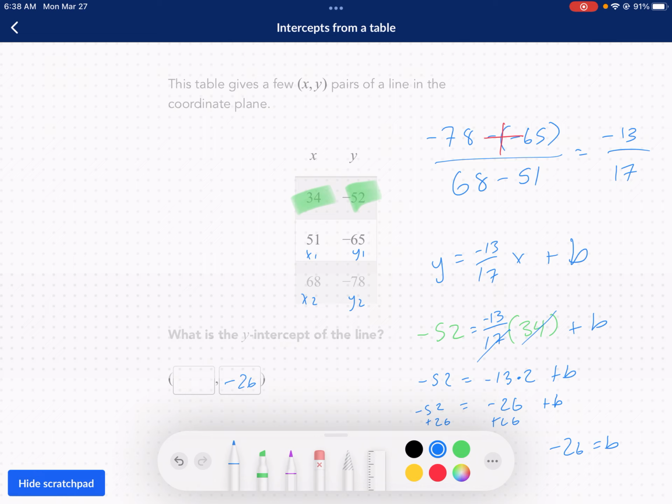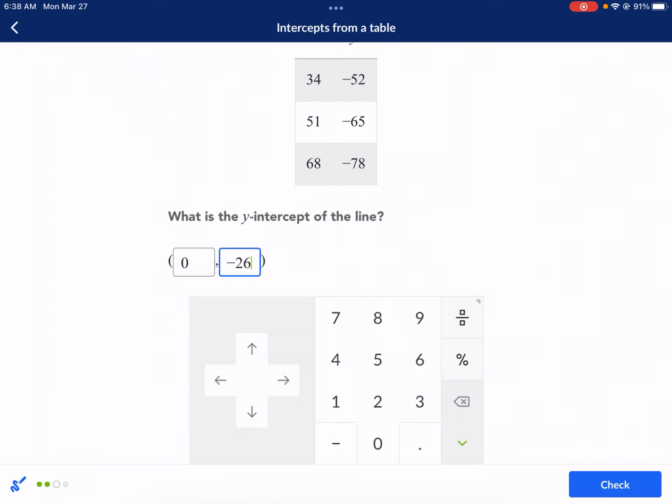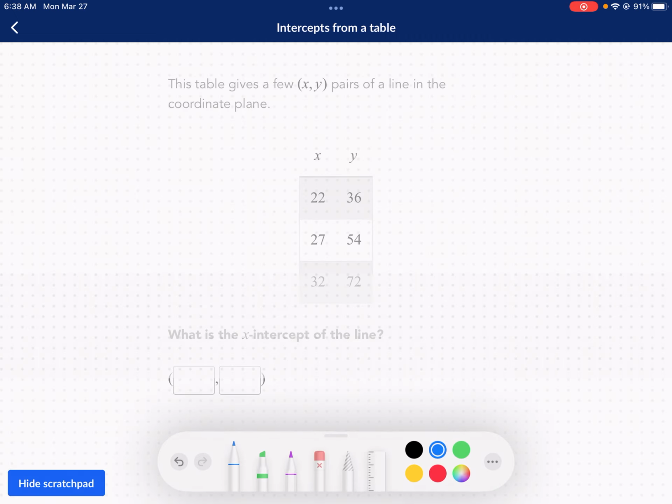So I can put negative 26 and then 0 for x. So 0 and then negative 26. So y-intercepts are a little bit easier than these x-intercepts. And of course it ends with a, hey, but at least it's all positive. Look, no negative numbers. So there we go. Got something going our way.